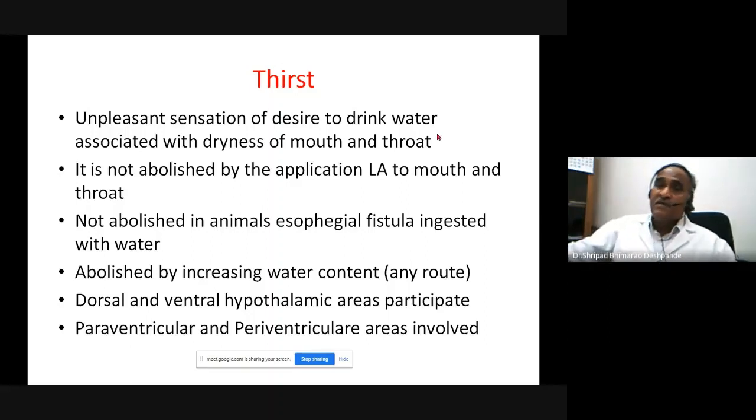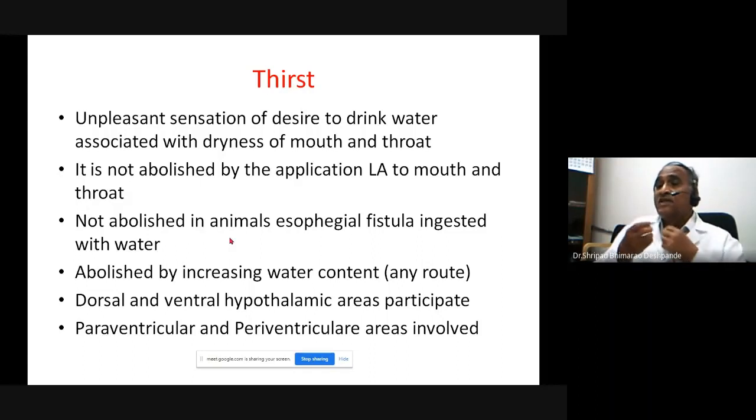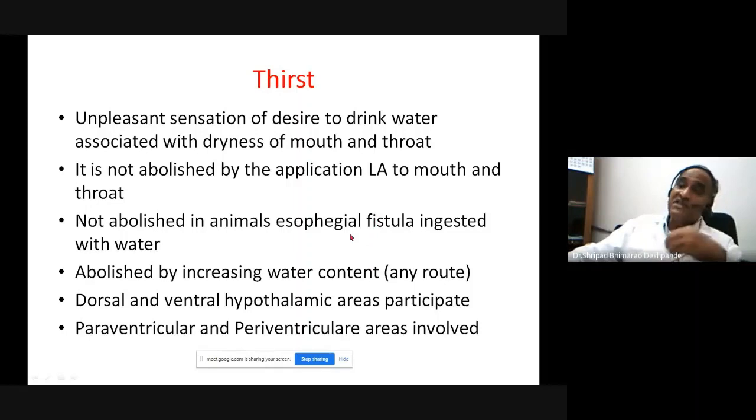And another experiment was performed. In this experiment, in dogs, they made an esophageal fistula, and they exteriorized the esophagus. They allowed the animal to drink water, and whatever water the animal drank was eliminated through that fistula outside. So is it a psychological thing, that we are drinking water and wetting the throat and mouth? Is that going to help? No. Still, these animals felt thirsty. So that means it is not the local factor happening.